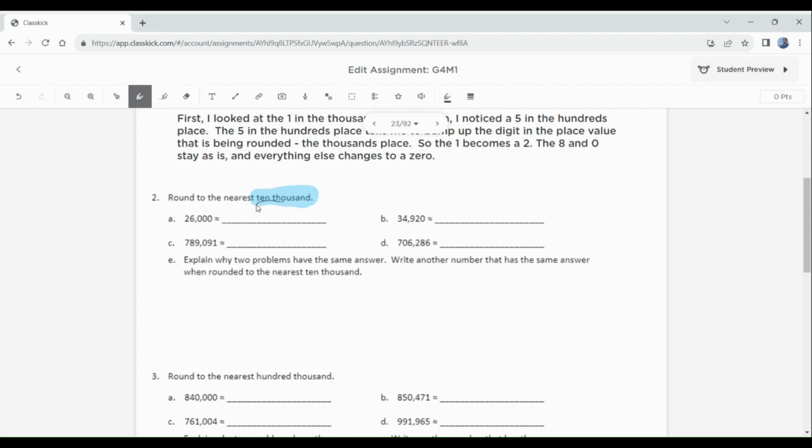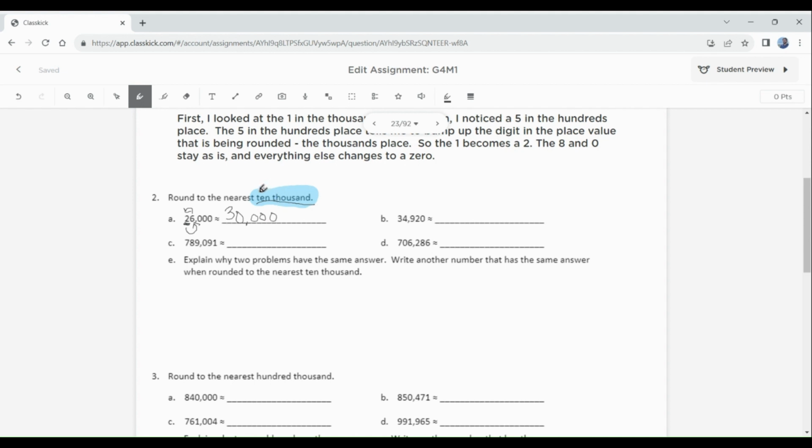So since I'm rounding to the nearest 10,000, I identify the digit in the 10,000s place this time. In this case, it's a 2. Now I'm going to direct my attention to the thousands place, and this 6 is going to tell this 2 what to do. Again, if it's 5 or greater, that digit is going to bump up to the next digit. If it is 4 or below, it stays the same. So since it's a 6, that tells this 2 to bump up to the next number, which is a 3, and everything else changes to a 0.